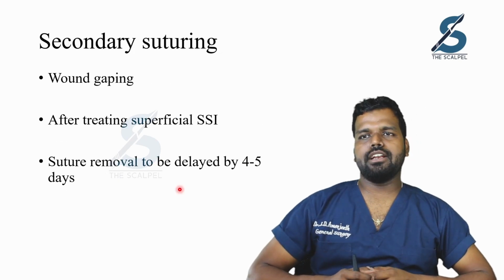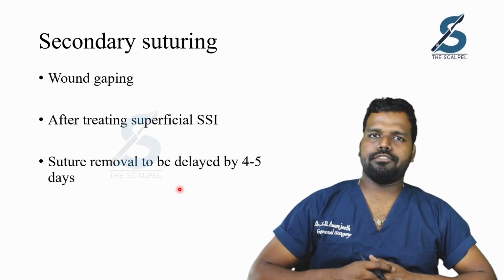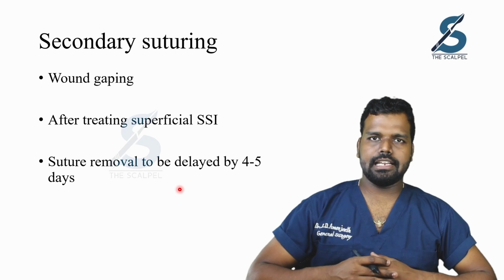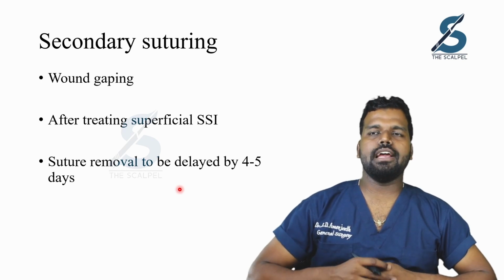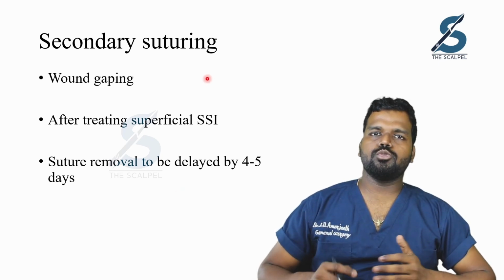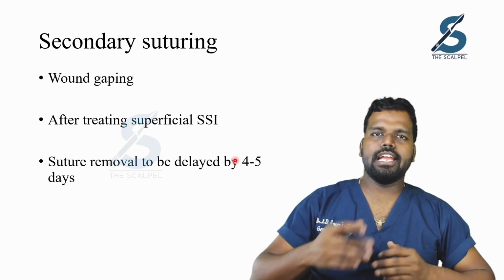Then coming to secondary suturing. Whenever there is wound gaping after removal of a suture, or whenever the wound was laid open for a superficial SSI, this can be followed by a secondary suturing once the infection is settled. So the suture removal in this situation is delayed by 4 to 5 days for each separate body part.